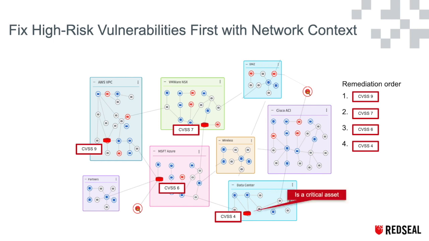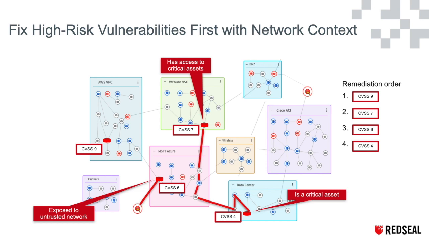So for instance, we can see here that the data center has a very critical asset, and that critical asset has a CVSS score of 4. It's a critical asset, so this should actually raise the scoring for the vulnerability itself. This same host has access to another critical asset, which makes it even worse. And then you have CVSS 4. It has exposure to an untrusted network, which is making it easier for someone to access or exploit that vulnerability.